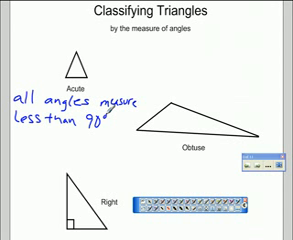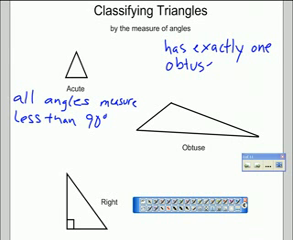Obtuse triangle. An obtuse triangle has exactly one obtuse angle. Now, why am I being that precise to say has exactly one obtuse angle? Can a triangle have more than one obtuse angle? It would not be a triangle. It would be very weird, but it would not be a triangle. You couldn't close it then. You would have something with more than 180 degrees.